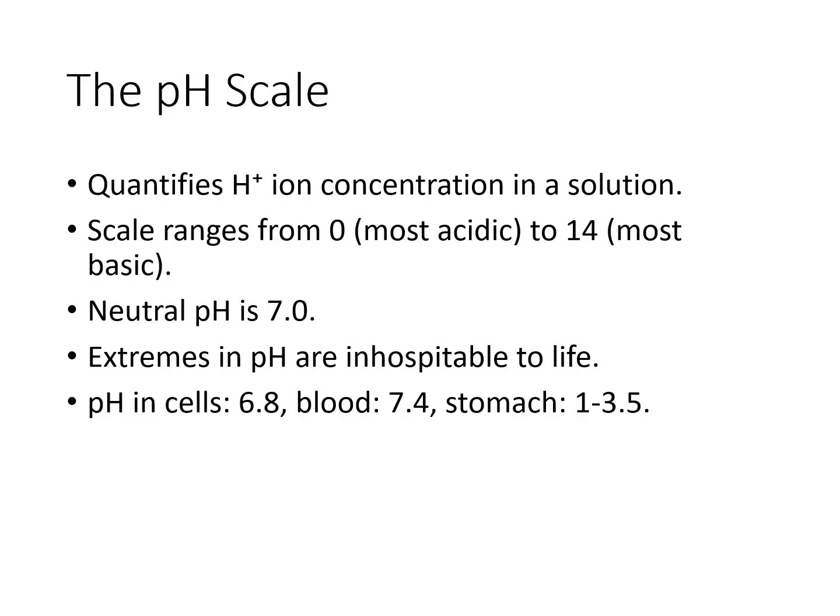For reference, the pH inside most cells is around 6.8, blood maintains a pH near 7.4, and the stomach is highly acidic, with a pH between 1 and 3.5 to aid in digestion.